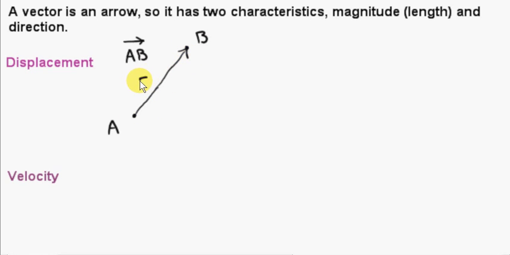Let's say that the distance between these two particles is 5 meters. Now to denote the magnitude of this vector we could use vertical lines. So the magnitude of vector AB is 5 meters.